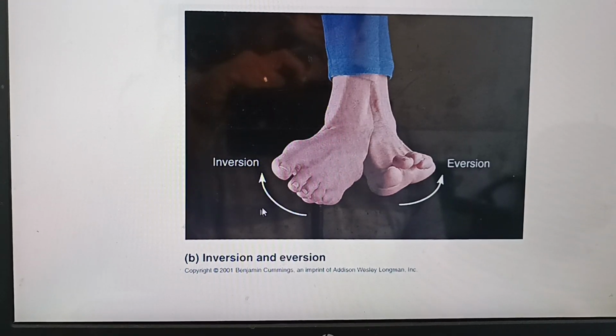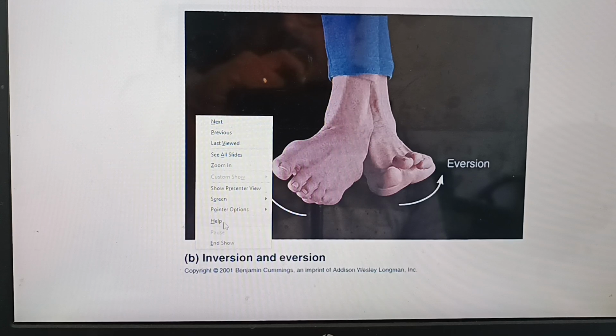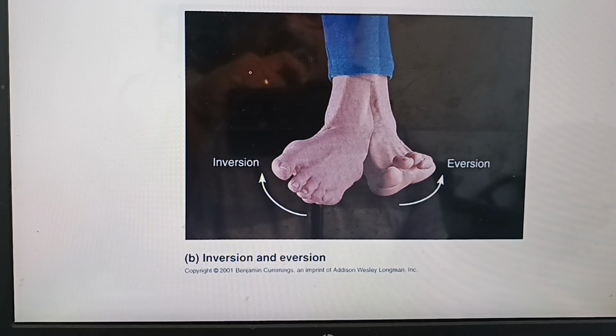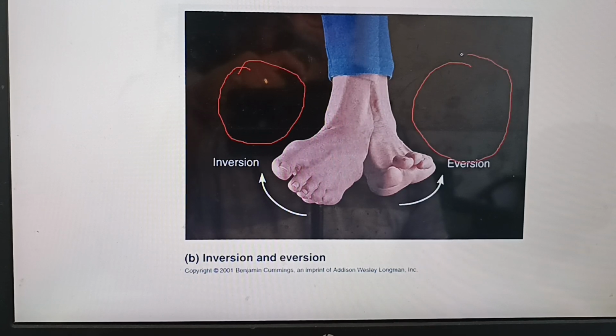Similarly, inversion and eversion. Imagine there's a ball here. If you keep a football here, we can very well make out that this is inversion and this kick is eversion. Imagine it's like a football. So these are the two movements which are used in football.